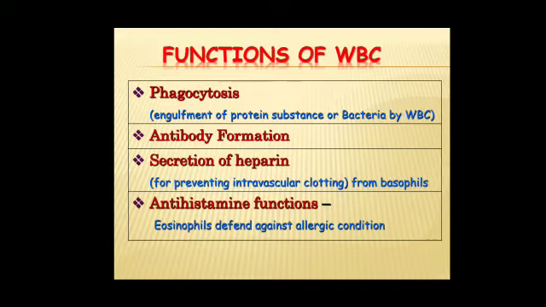And the second function is formation of antibodies. See friends, any protein substance that comes in blood and changes the homeostasis of the body is called an antigen. So to neutralize these antigens, these WBC, that is the cells of WBC, produce antibodies.